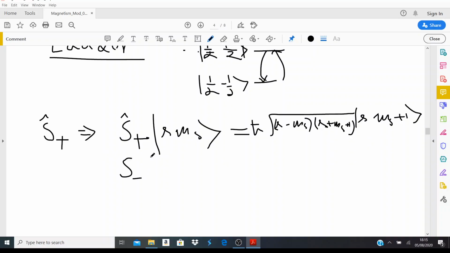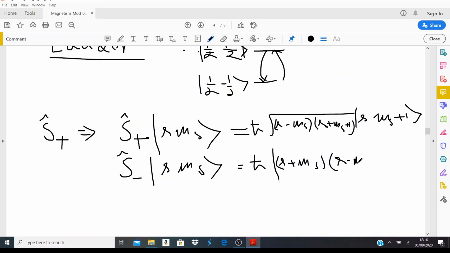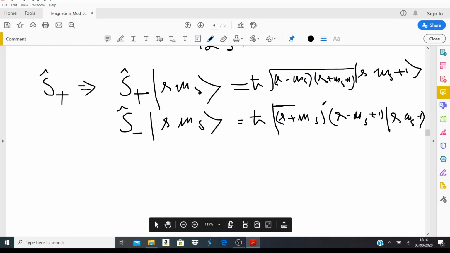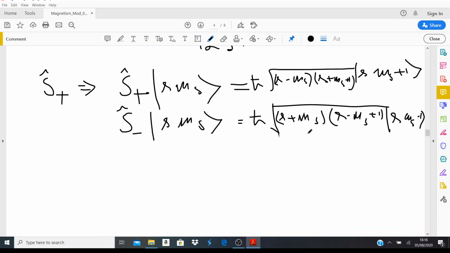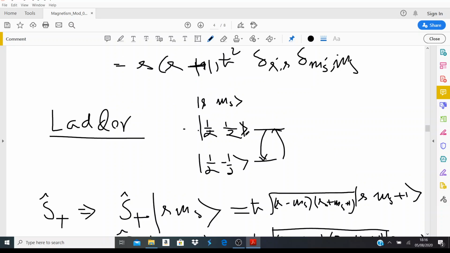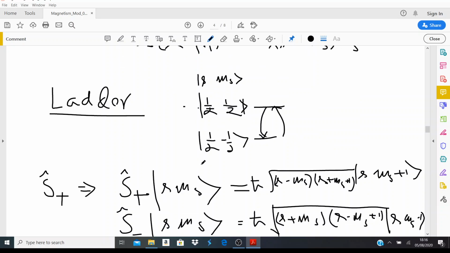And similarly for the minus operator, the ladder operator, it will help you to decrease the mS in steps of unity, right? So then here we have S minus mS times S plus mS plus 1, quite similar to the angular momentum operator, right? And so here mS will be decreased by 1, and that's your value, and we have a square root similar to this one.